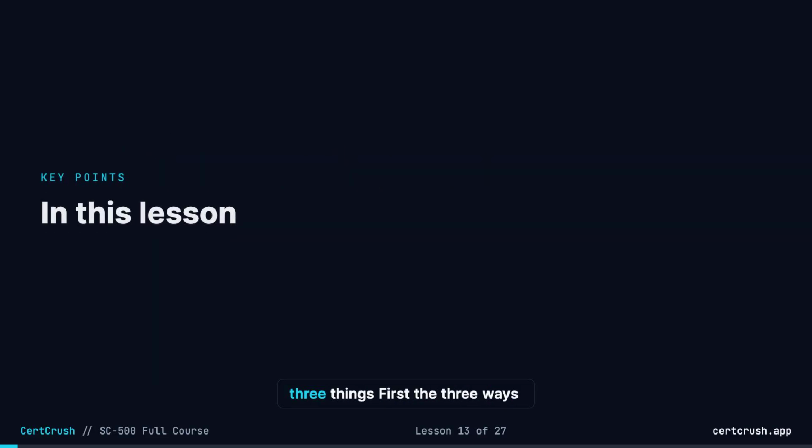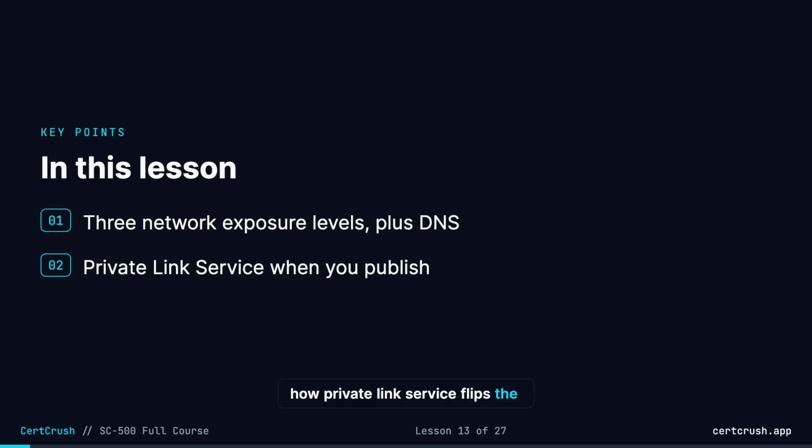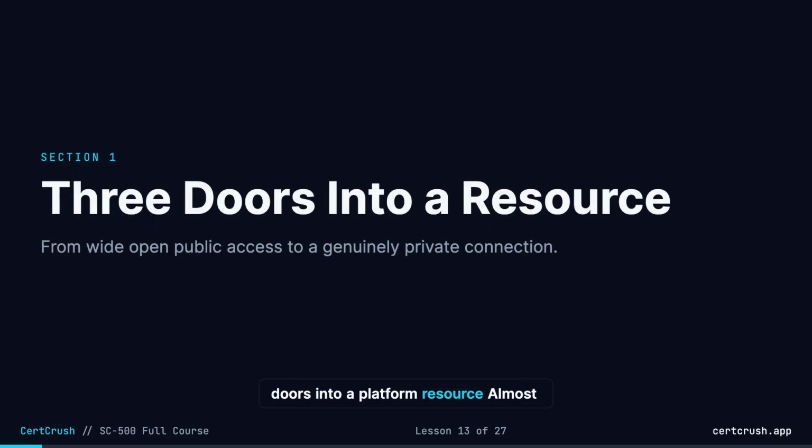In this lesson, you'll learn 3 things. First, the 3 ways a platform resource can expose itself to the network, from wide open public access all the way to a genuinely private connection, and why DNS is the part that quietly breaks if you skip it. Second, how private link service flips the model when you're the one publishing an application rather than consuming one. Third, how Entra Private Access replaces the old-fashioned corporate VPN, and how conditional access now reaches all the way down into network traffic itself. Let's start with the 3 doors into a platform resource.